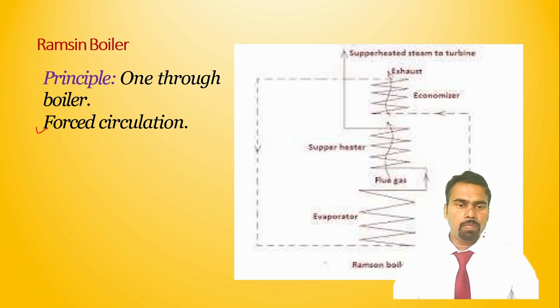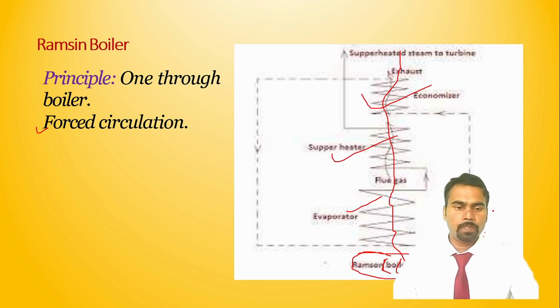So this is a feed pump, then this is an economizer, this is an evaporator, this coil is the evaporator, then this is a superheater. Here it is the combustion chamber, where the combustion of the fuel takes place and the flue gases flow in the upward direction. Now these components are located in the path of the flue gases. Which components? Evaporator, superheater and economizer, right?